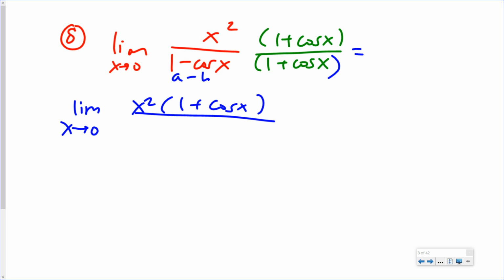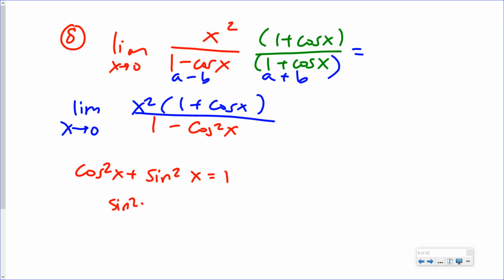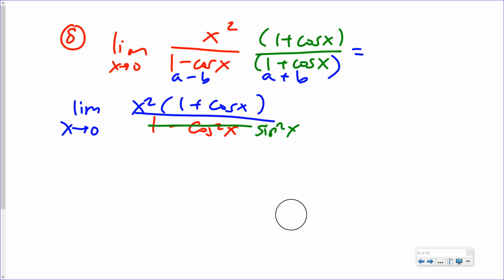And if you see that this is a minus b and this is a plus b, what do you know about this down here? a squared minus b squared. Well, what's a squared minus b squared here? 1 minus cosine squared x. And guys, this should look really familiar to you, because you know that cosine squared plus sine squared is 1, which means that sine squared x is equal to what? 1 minus cosine squared x. So this whole bottom here is really just sine squared x. And again, I know some of you are like, hey, how did you know that? No, you knew that too.